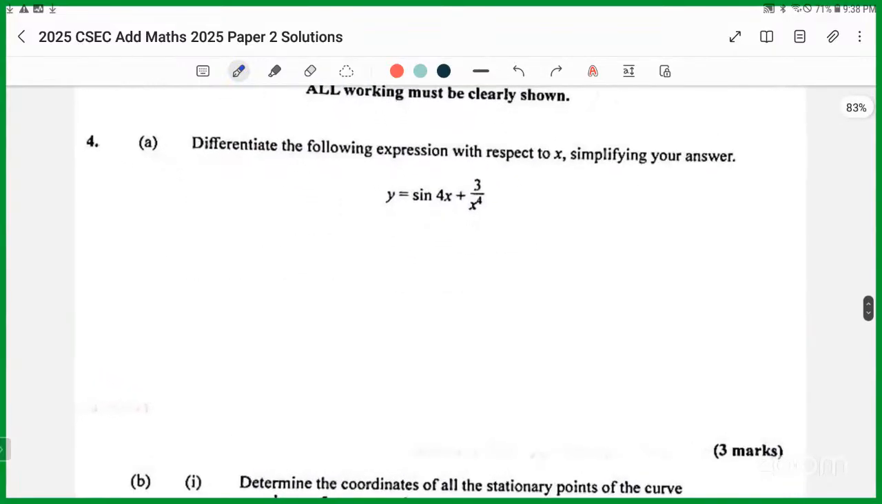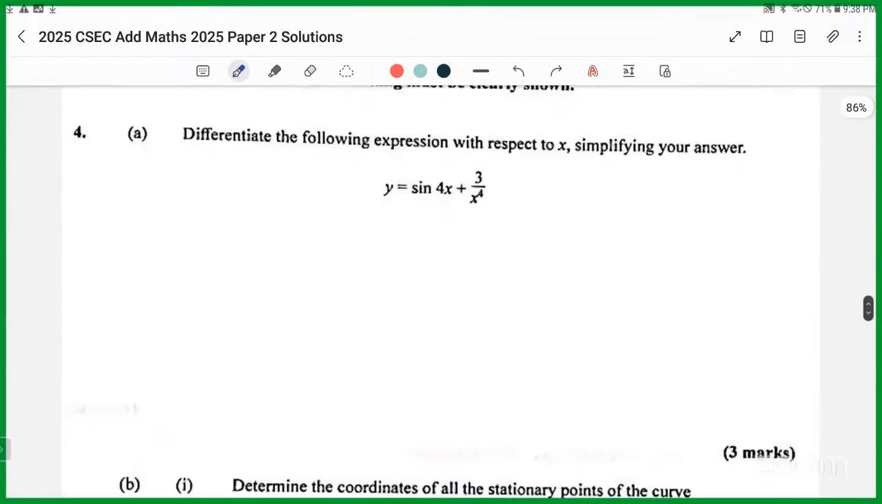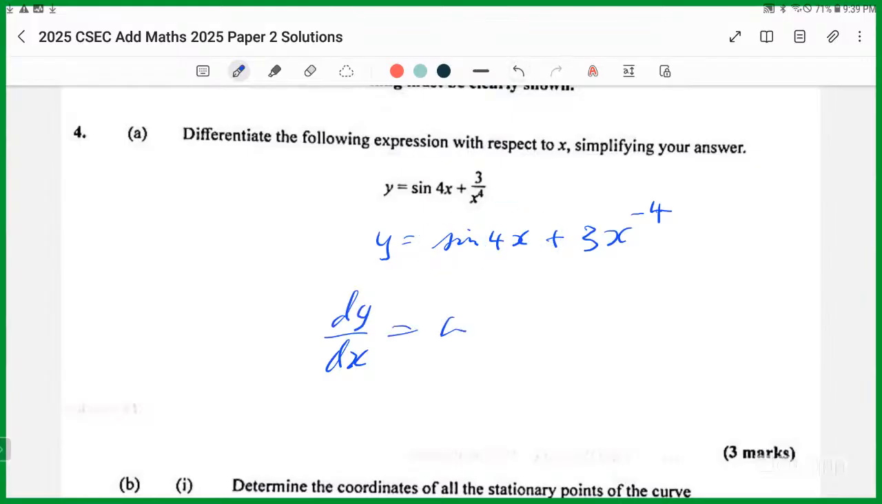6% on this paper and so on, halfway. So I said differentiate the following expression with respect to x. First, I'm going to write this as a power function: y equals sine of 4x plus 3x to the minus 4. Now I'm going to differentiate it. dy by dx equals, differentiate sine, I get cos. You have to differentiate the 4x first and get 4. So it becomes 4 cos 4x.